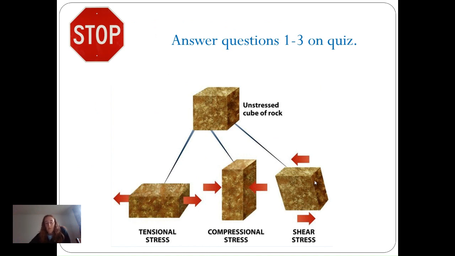So based on this, there are 3 types of stress that you can add to rock. Let's say you have an unstressed cube of rock. There are 3 types of stress that you can add to that rock: you can add tension, you can add compression, or you can add shear. Based on this diagram, you should be able to answer questions 1 through 3 on the quiz, and then come back when you're done.